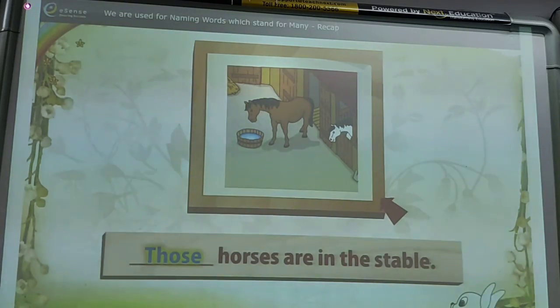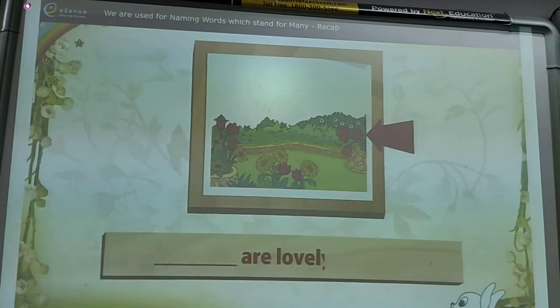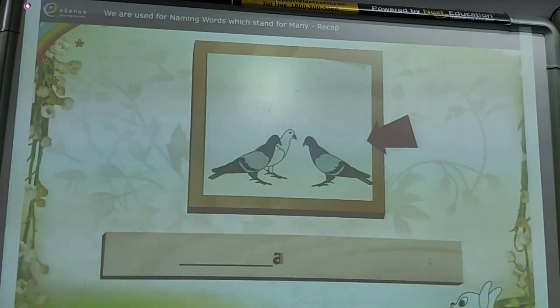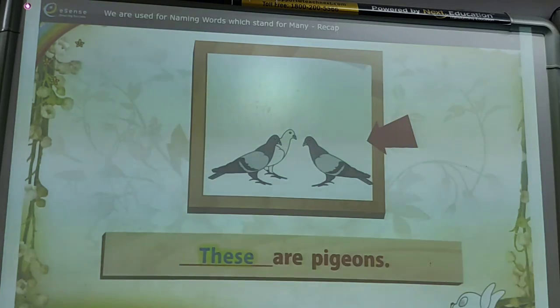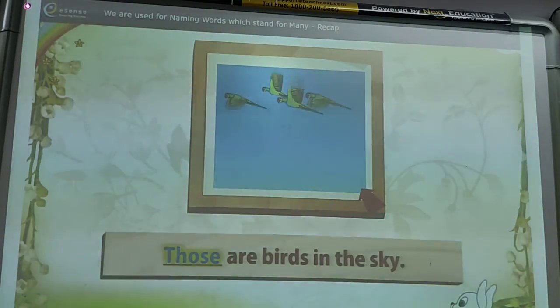are in the stable. Dash are lovely flowers. These are lovely flowers. Dash are pigeons. These are pigeons. Dash are birds in the sky. Those are birds in the sky.